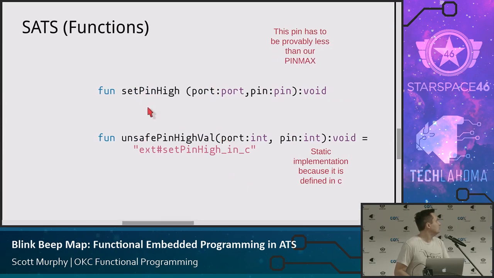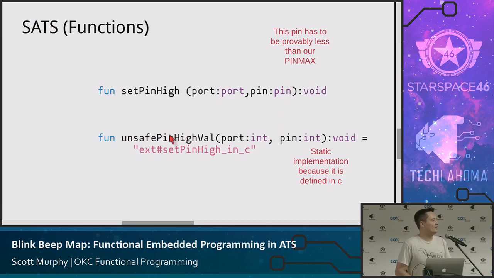So a few more things from ATS. Like I said, this is something that's knowable. ATS stuff is knowable at compile time. So you definitely can know the name of your function at compile time. You can also know the types of arguments it takes. This one takes a port, which we defined earlier, and a pin, which we defined earlier. So it's setting that pin high, right? Then it's just going to return void because it does that, and then it's done.